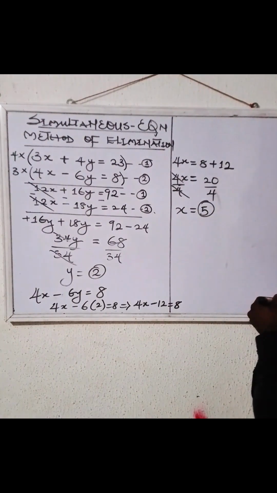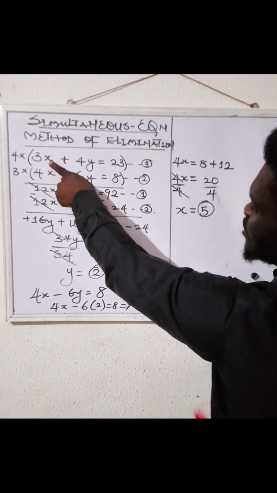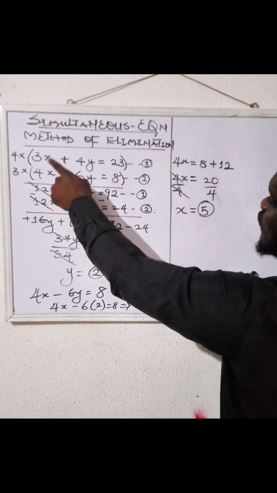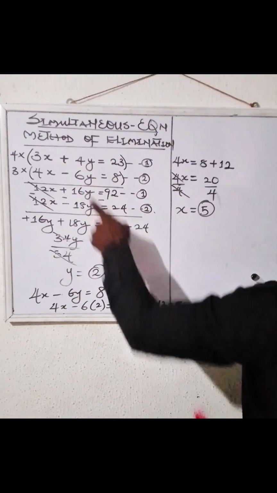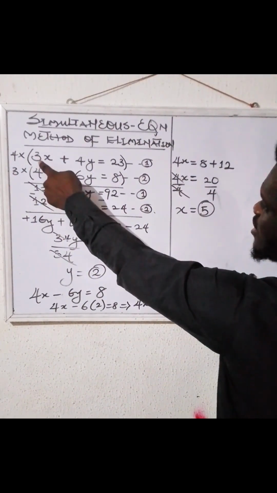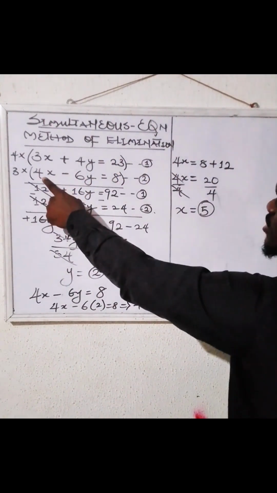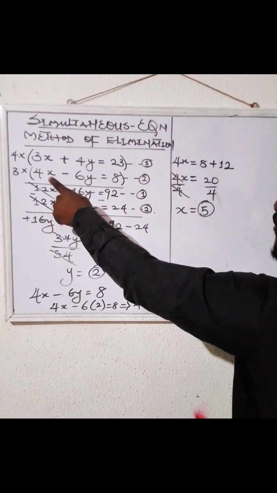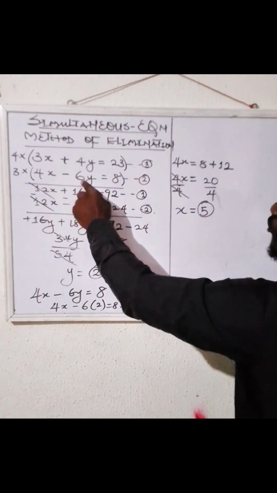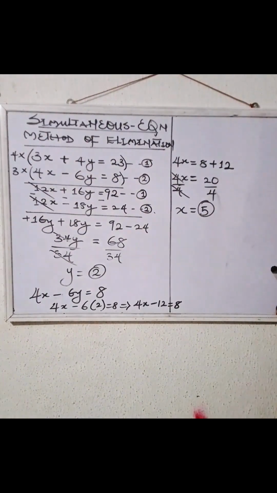So you have gotten the possible values that can fit into the equation. So automatically you can see 3 times x. What is x now? x is 5. So 3 times 5, we have 15. 15 plus 4 times y, that is 2. So 4 times 2, that will be 8. So what are we saying in essence? 15 plus 8, you will get 23. And also in this case, if you see 4 times 5, that will be 20 minus 6 times 2, 12. So we have 20 minus 12, you get 8. That tells you that you are absolutely very correct.